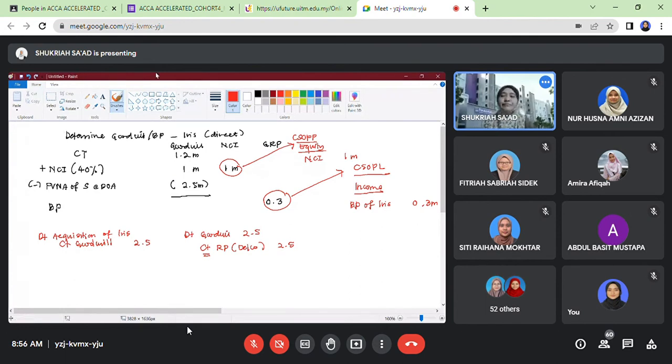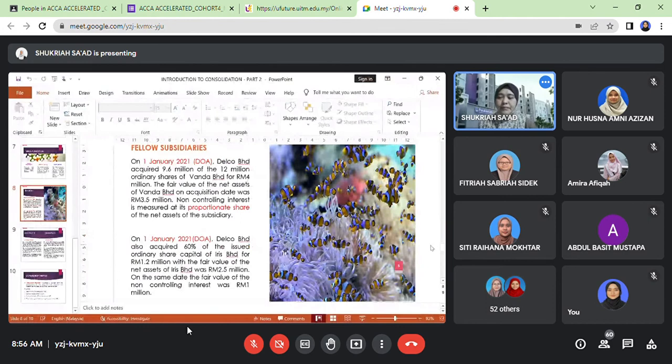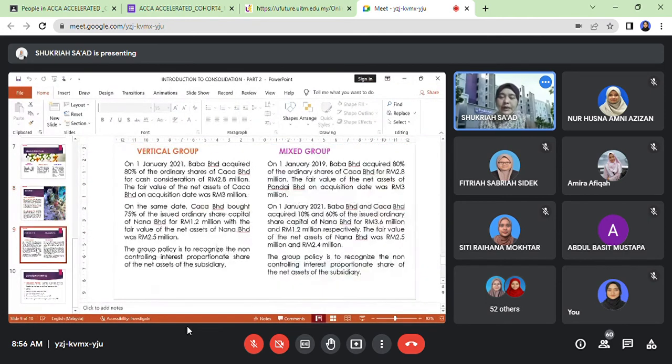Second question. On 1st January 2021, Baba acquired 80% of the ordinary shares of Chacha for cash consideration of 2.8 million. So the date of acquisition is 1st January 2021, with 80% control, which is more than 50%, therefore Chacha is a subsidiary of Baba. The fair value of the net assets of Chacha was 3 million.